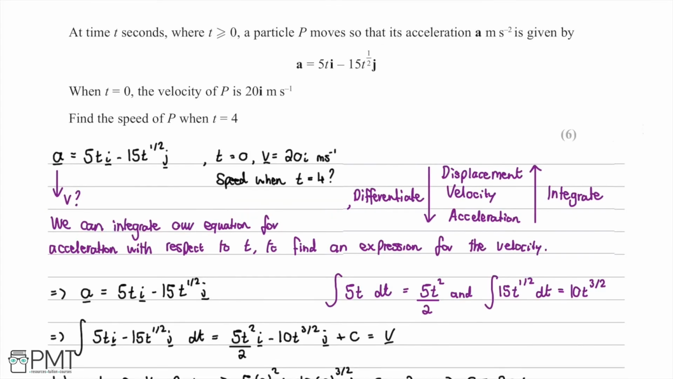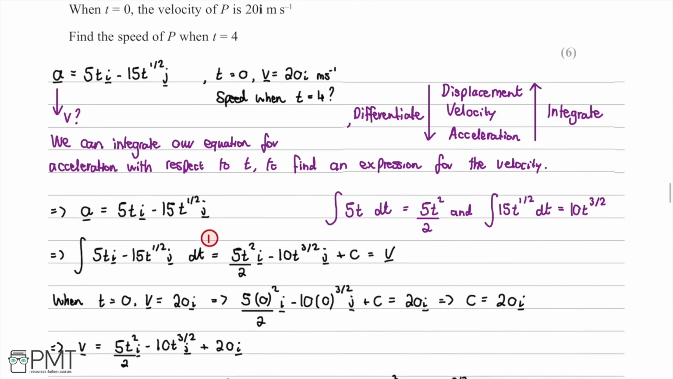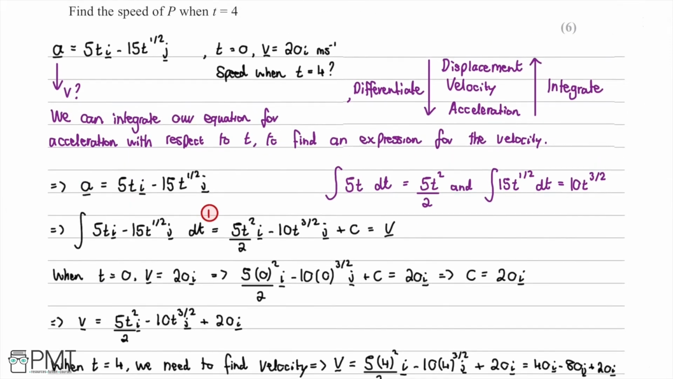So in this question there were 6 marks available, and we achieve our first mark for knowing to integrate acceleration with respect to time. So when we write our integral here, this is where we get our first mark. We then get our second mark for correctly integrating and adding c. So this is when we had the correct expression for velocity, which included a constant c.